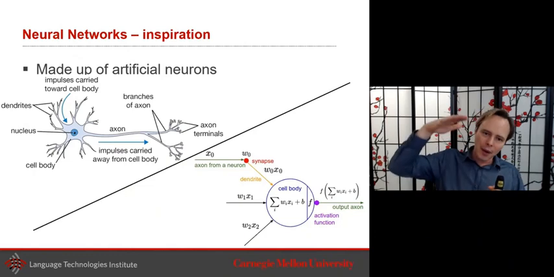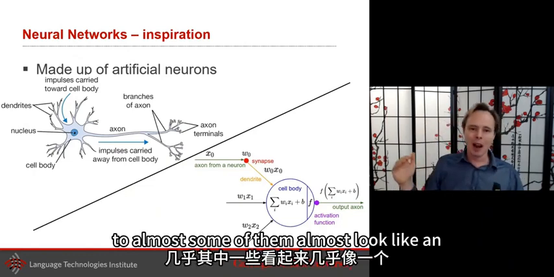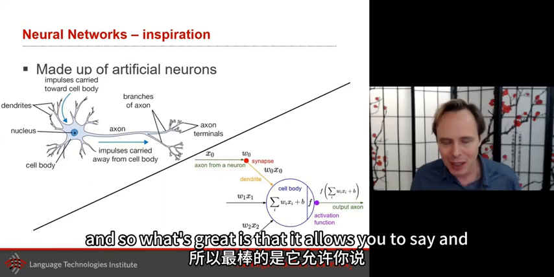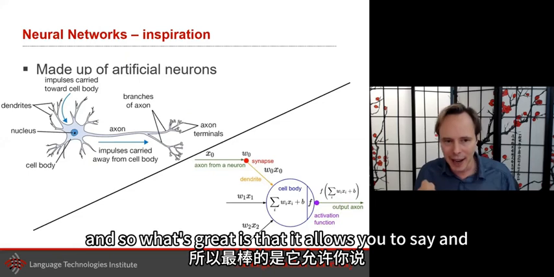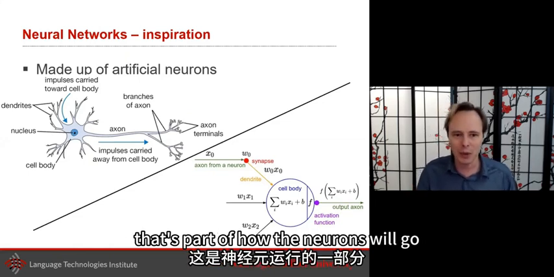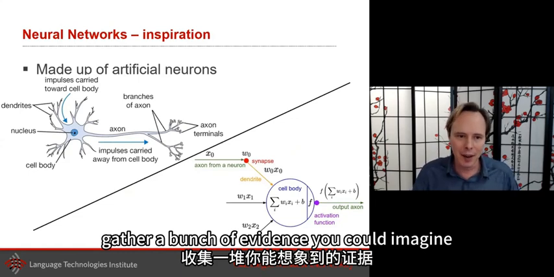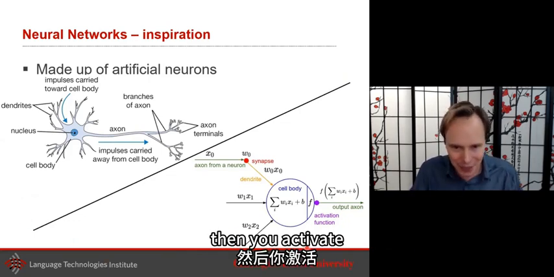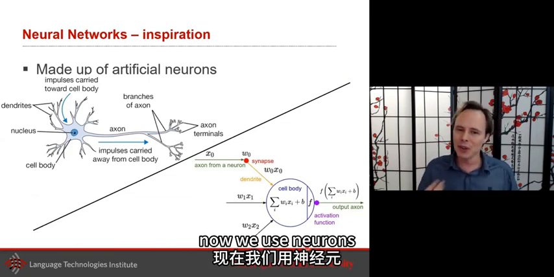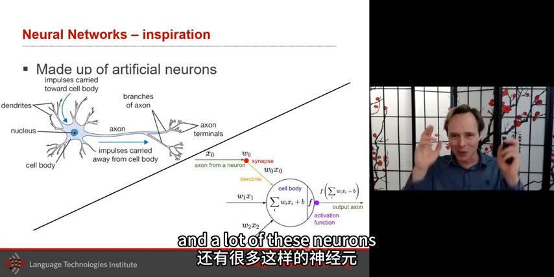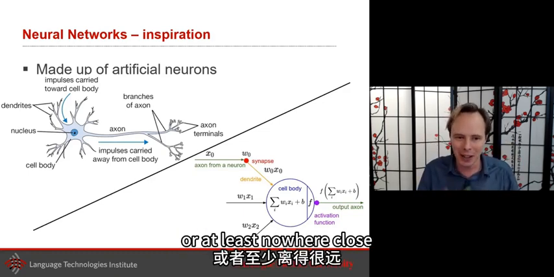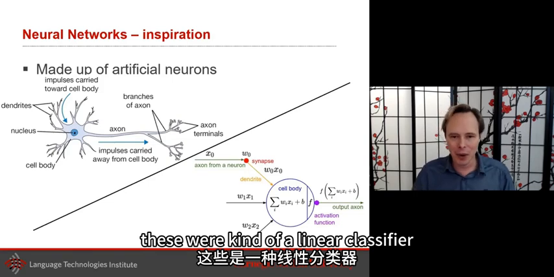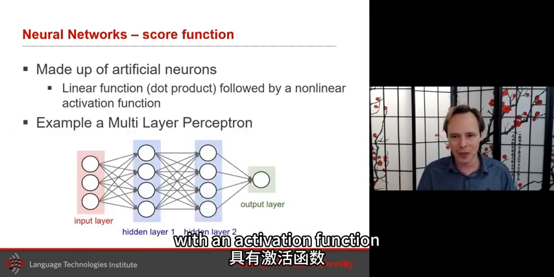The activation allows some of them to almost look like an on-off switch. What's great is that it allows the neuron to gather a bunch of evidence, and once you have enough evidence, you pass that threshold and then you activate. Now, a lot of these neurons don't even look like neurons, or at least nowhere close to what human neurons are. But at the basic level, these were a linear classifier with an activation function.